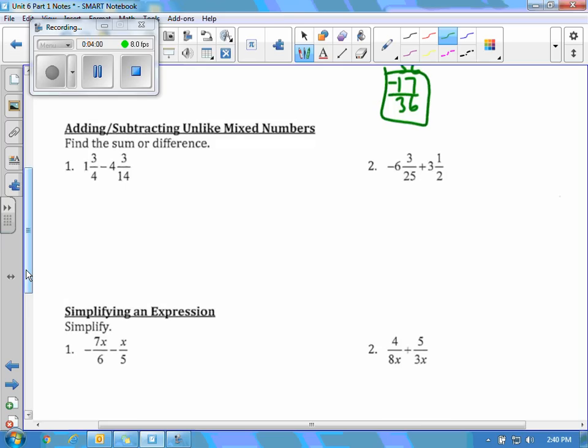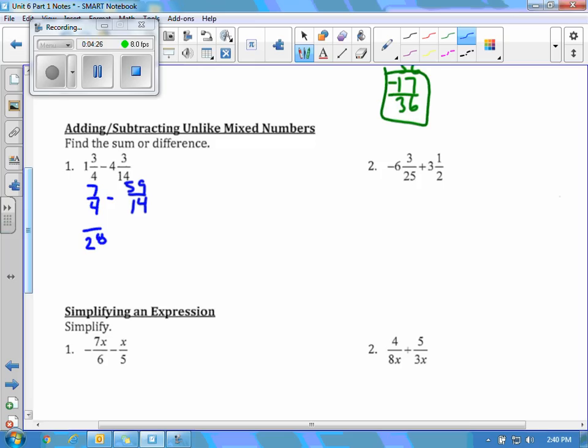For adding and subtracting unlike mixed numbers, the first thing I want to do is turn these into improper fractions. So 4 times 1 plus 3 is going to be 7 over 4. 14 times 4 plus 3 is going to be 59 over 14. Next thing, I need a common denominator. So my common denominator is going to be 28 for these.